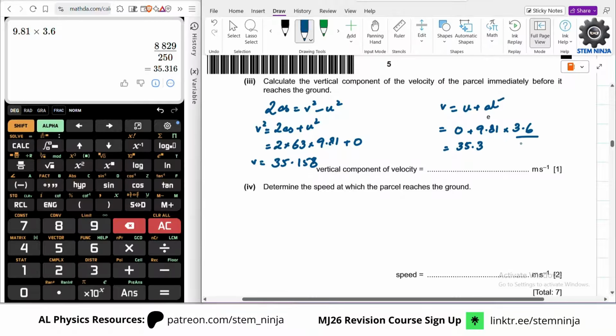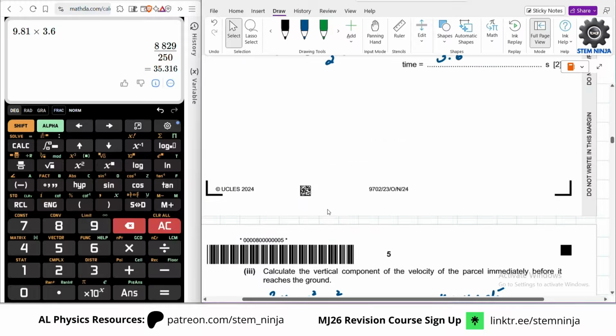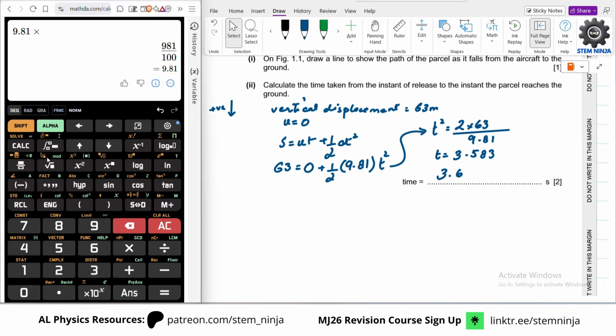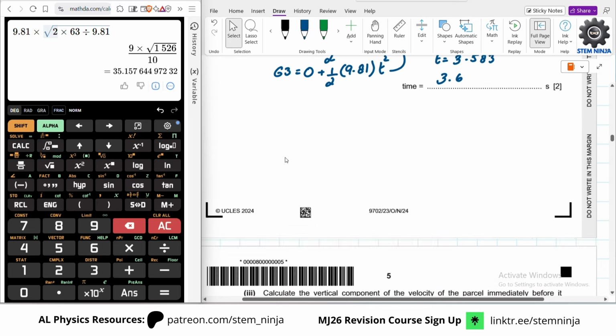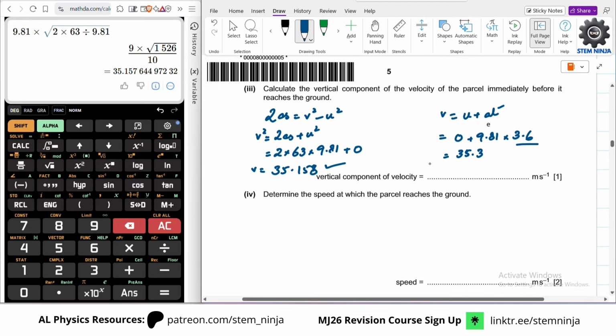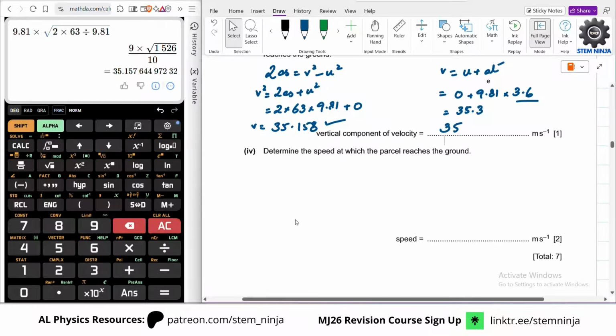Now had we used the slightly more accurate one, 2 times 63 divided by 9.81, we would have gotten 35.157 also. So either way, that's perfectly fine. This would be slightly better answer, 35 meters per second. Determine the speed at which the parcel reaches the ground.